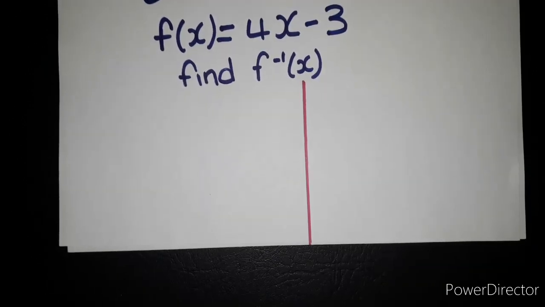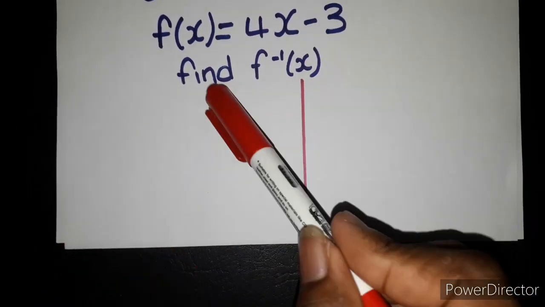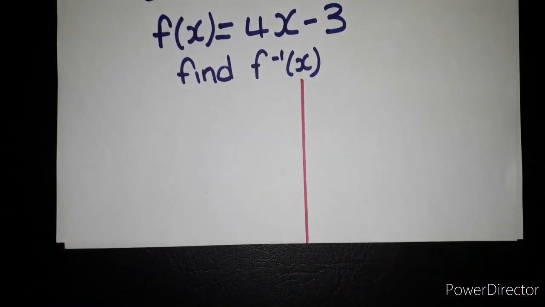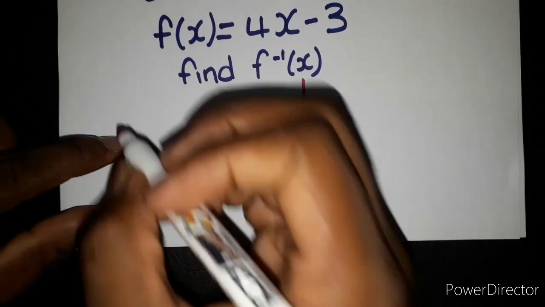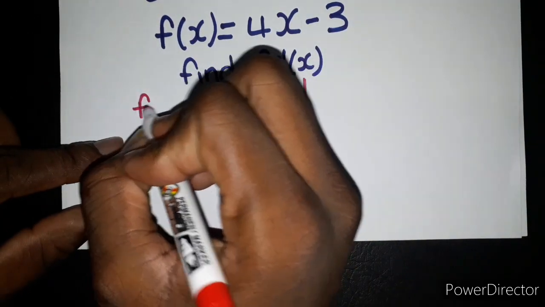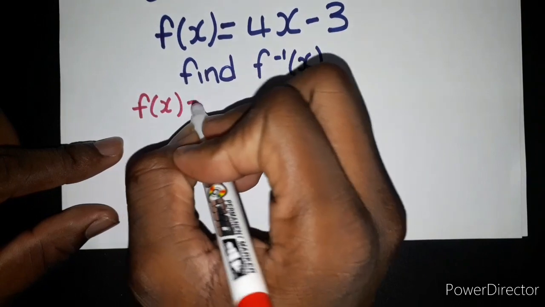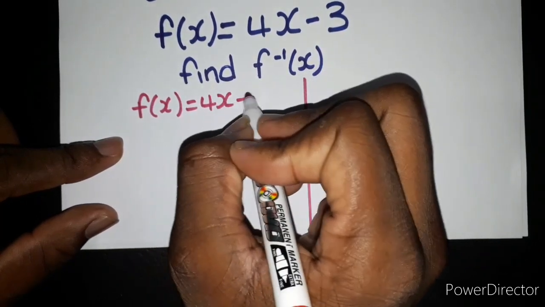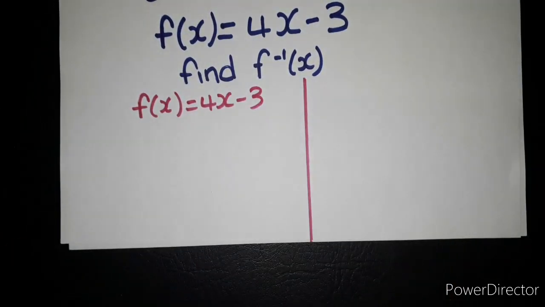Alright, so to find the inverse of any given function, there is a step-by-step process. It is very easy as long as you practice and remember these steps. The question says f of x is equal to 4x minus 3. Find the inverse of f of x. Well, the first thing we do, we write back the function.